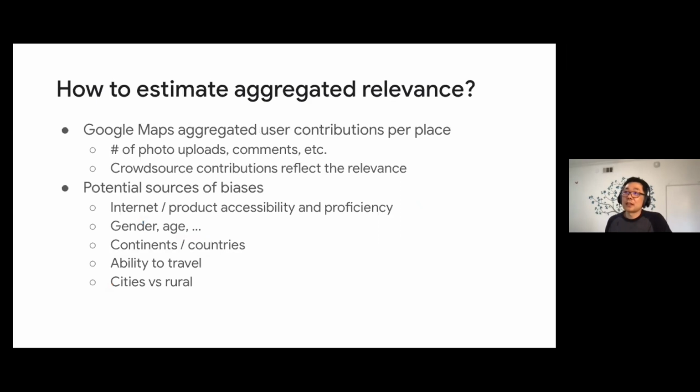In fact, the crowd's contributions do reflect this relevance, and many previous works implicitly assume this when they just gathered any available images from the crowd data source. But as we mentioned earlier, there are some potential sources of bias, including internet or product accessibility and proficiency, the user's gender, age, place of living, the ability to travel, etc.